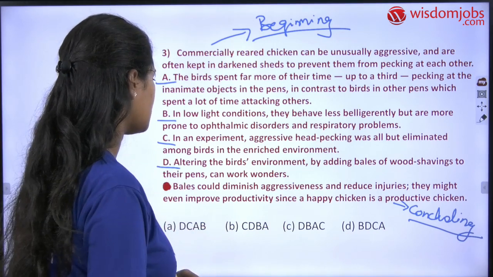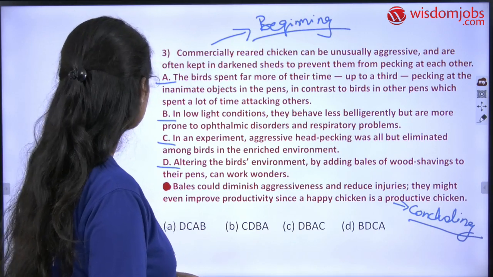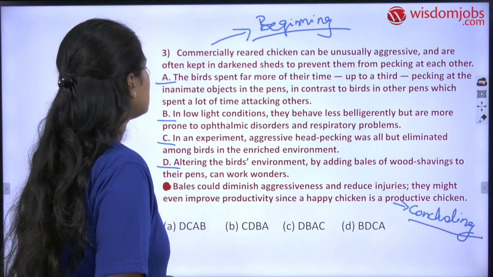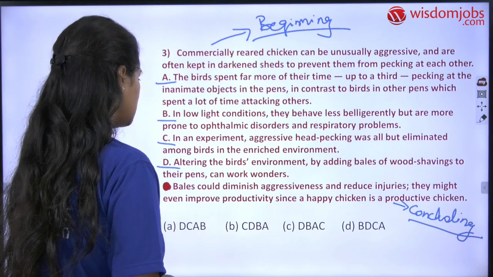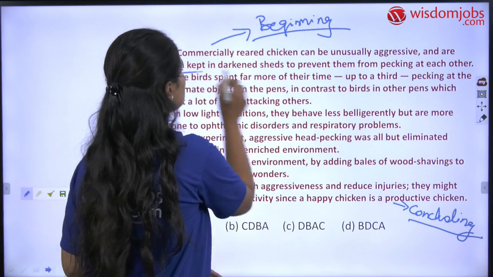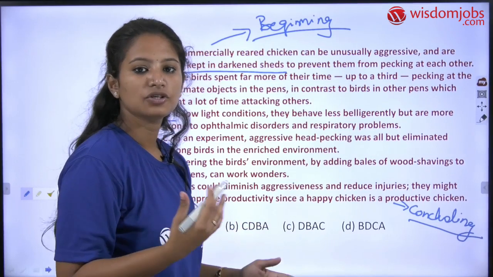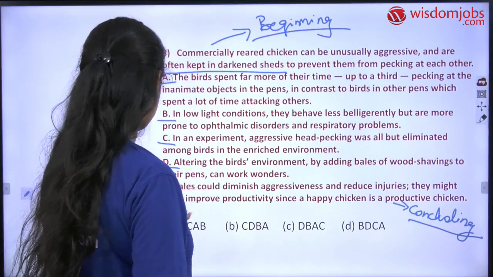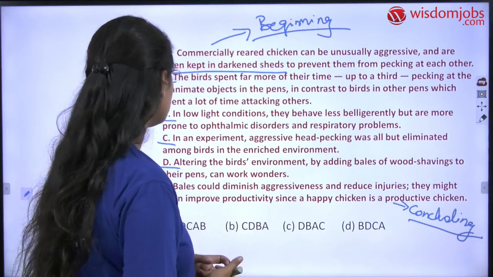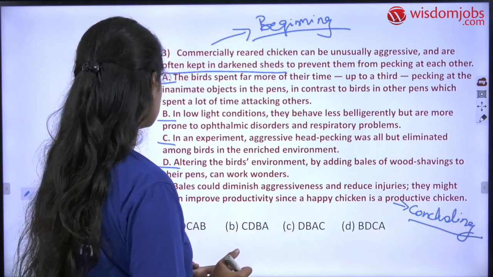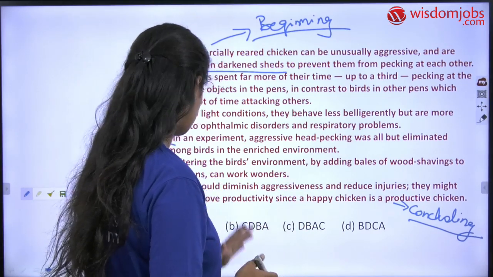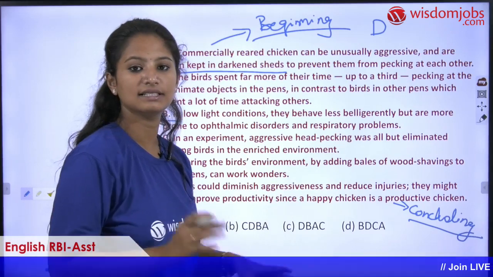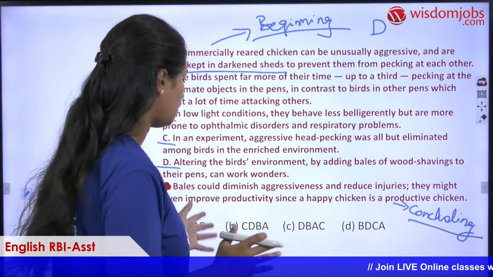Altering the bird's environment by adding bales of wood shavings to their pen can work wonders. Commercially reared chicken can be unusually aggressive and are often kept in darkened sheds to prevent them from pecking at each other. Altering the bird's environment is talking about a different place from the darkened sheds. So the statement which talks about a different space is option D: altering the bird's environment by adding bales of wood shavings to their pens can work wonders. So let us think that D is the option. If D is the option after the beginning sentence, then let us find out with the options what is there.